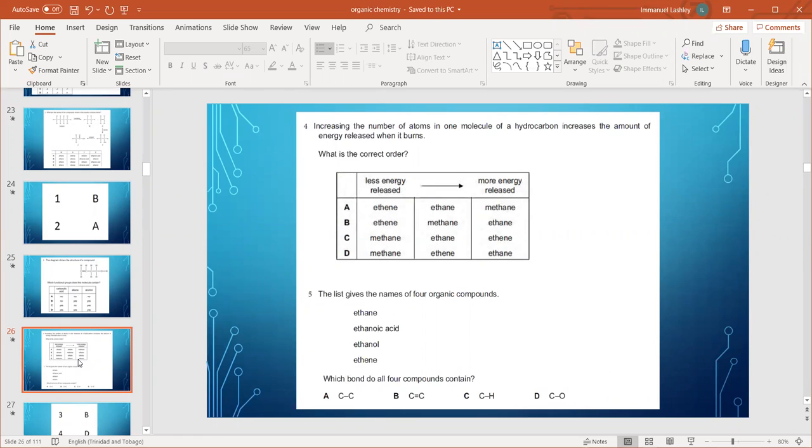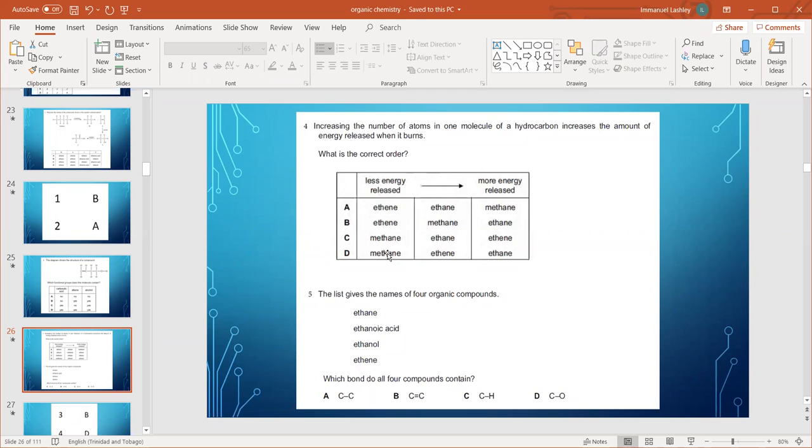Next question. Question 4. Increasing the number of atoms in one molecule of a hydrocarbon increases the amount of energy released when it burns. They ask you, what is the correct order from the least amount of energy to the most amount of energy? So meth is 1, eth is 2. So from the least, we're looking for something that has methane as the first one, as the least amount of energy. So that leaves us with the answer as either C or D.